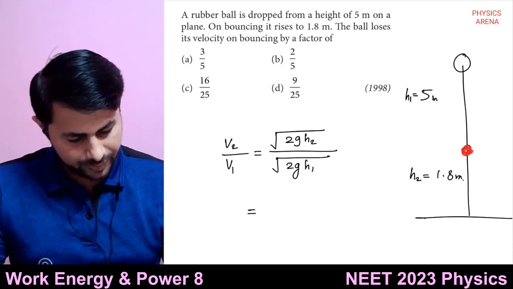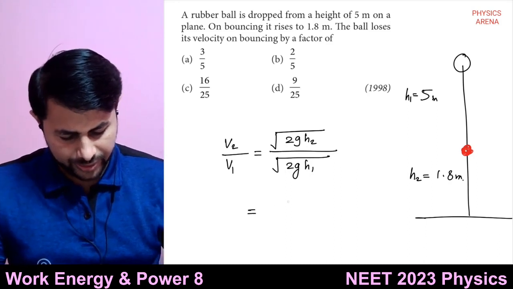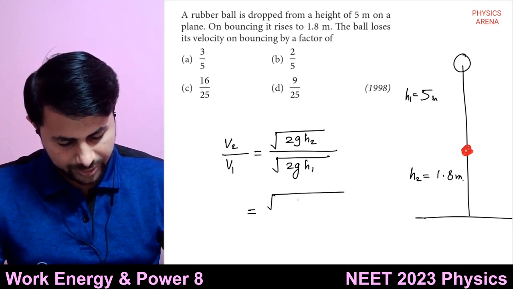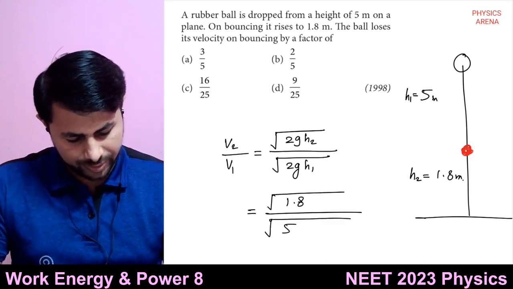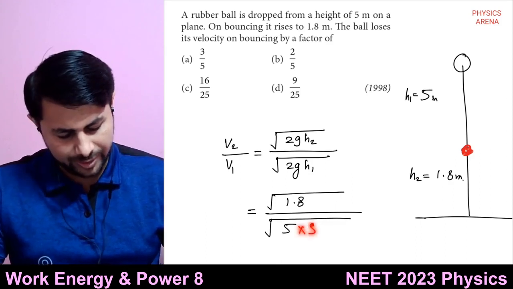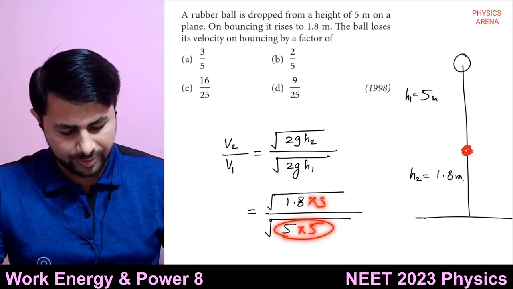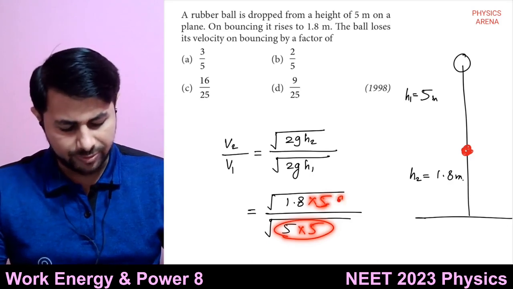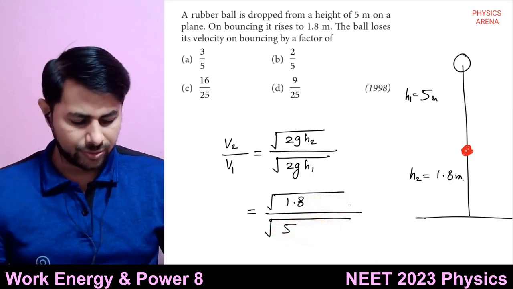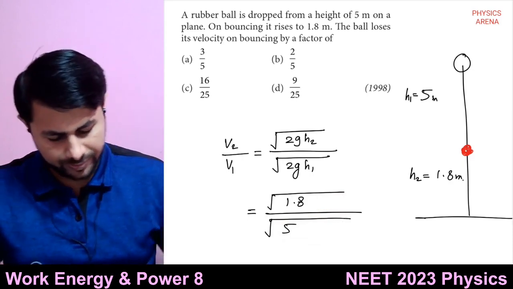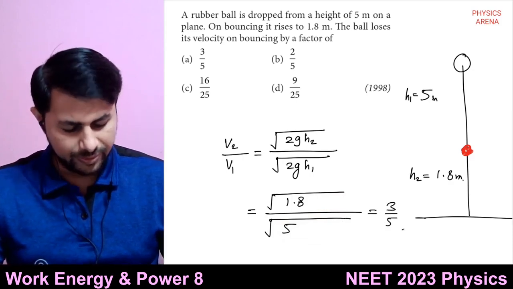Okay, so this is simple now. So 2g and 2g get cancelled. Okay, so it is root of 1.8 divided by root of 5. So can we do something here? Yeah, if we multiply by 5, what will happen? This term becomes 25, and this term becomes what? 5 times 1.8, 18 5s are 90. That means this will become 9, right? So square root of 9 by 25 is 3 by 5. So this is equal to 3 by 5.